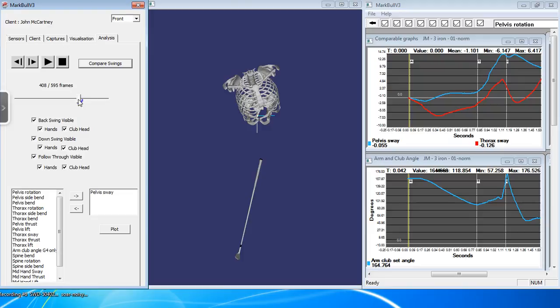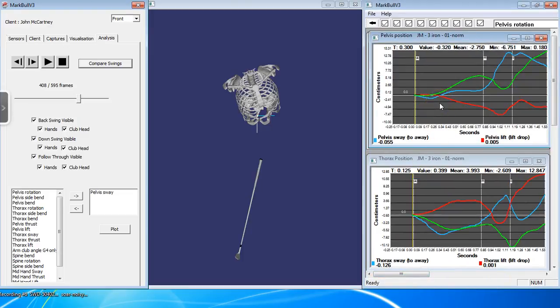So we've got the little skeleton guy here who's just going to give us a visual representation of my chest and pelvis, and then I've picked a couple of graphs on the right, just a couple of the main things in my swing that are causing me to come to the conclusions of what I need to change in my particular swing. What I want to look at first is the pelvic position and the thorax position.